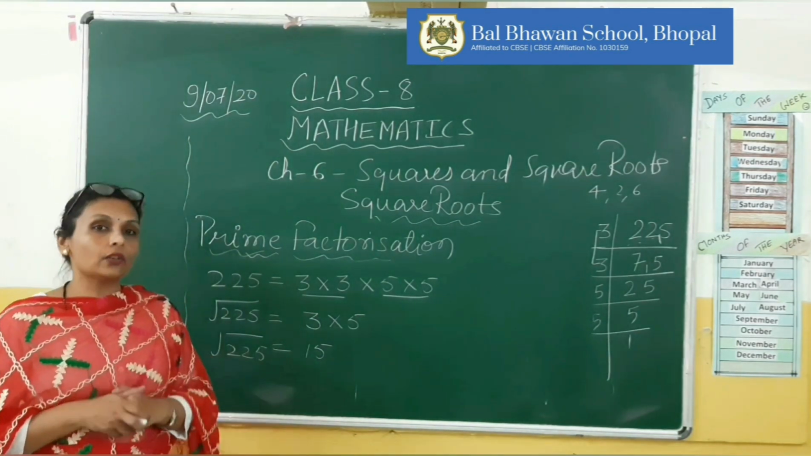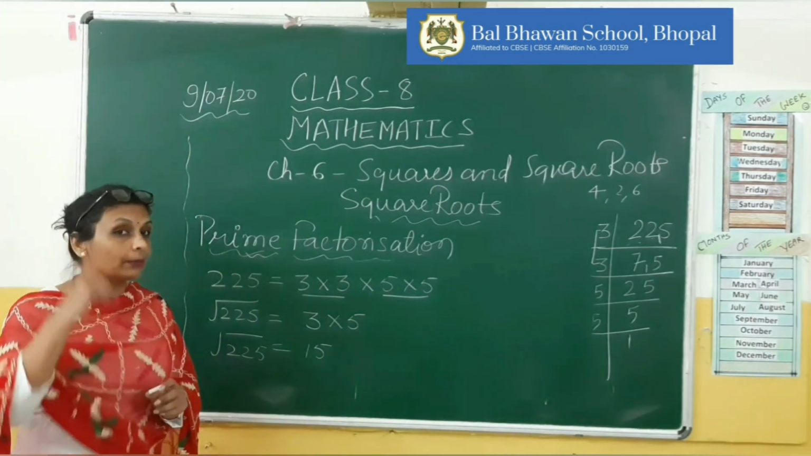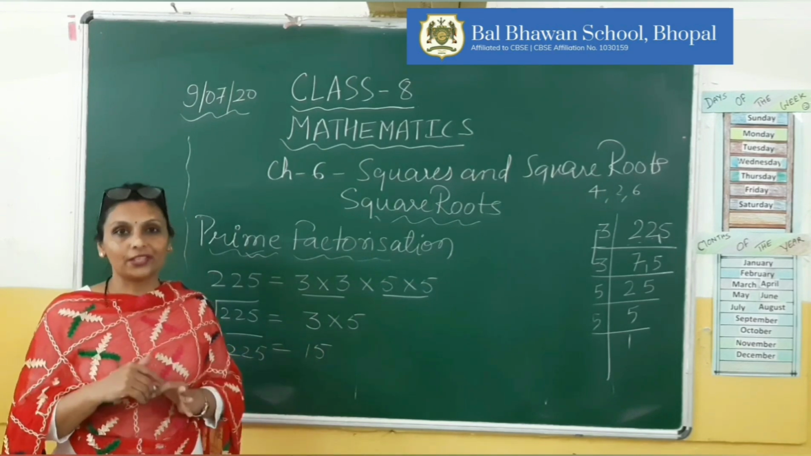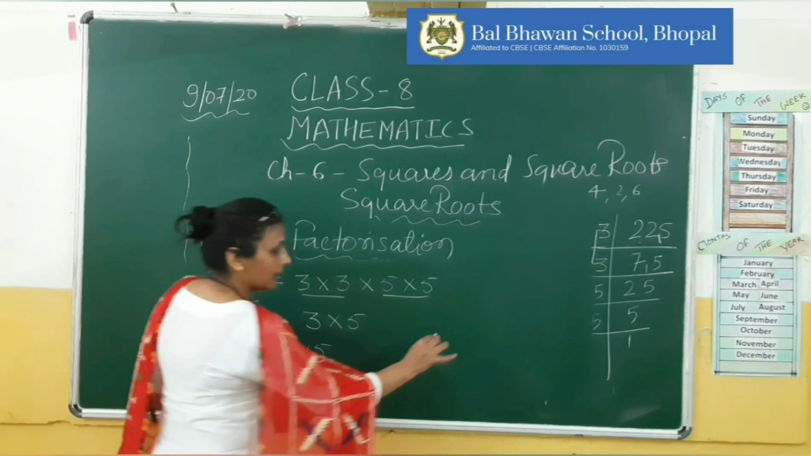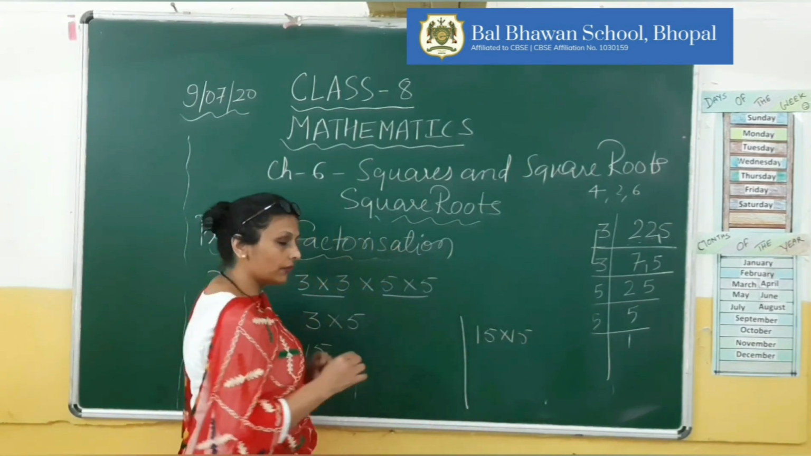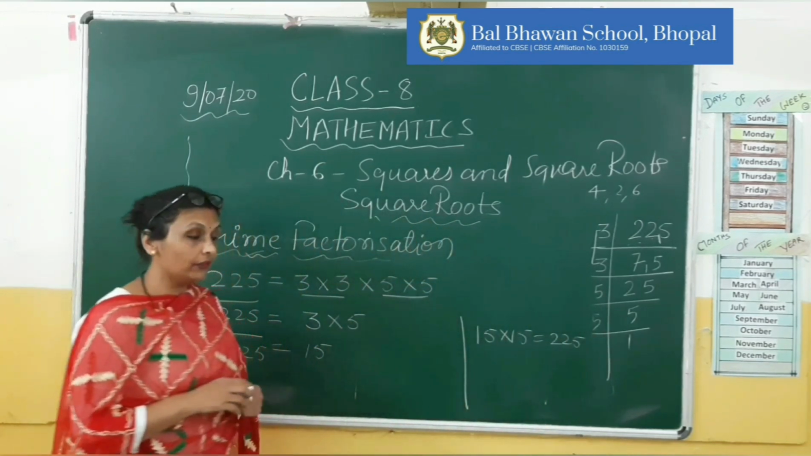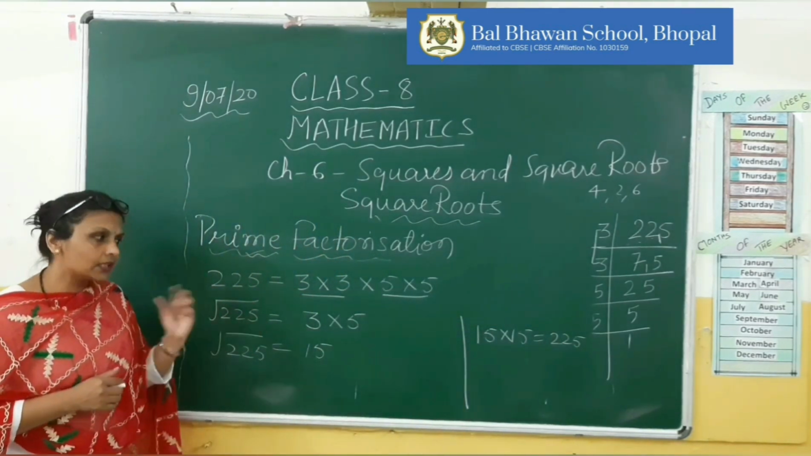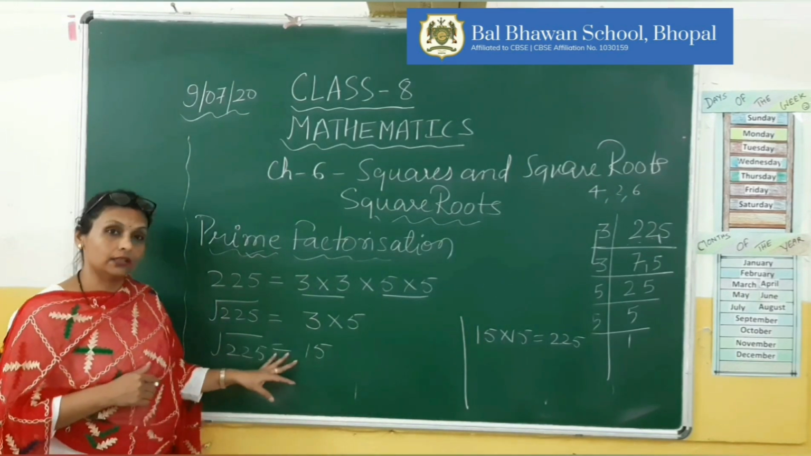You can cross check it also. How can you cross check whether our answer is correct? What I told you in the beginning, squares and square roots are just inverse operations of each other, right? So how can you get whether this is correct or not? You can multiply 15 by 15, or you can find the square of 15. That will be equal to 225 only. If you are not getting this number, that means you have made a mistake somewhere. Like this, you can cross check the solution also. I hope you learned it.